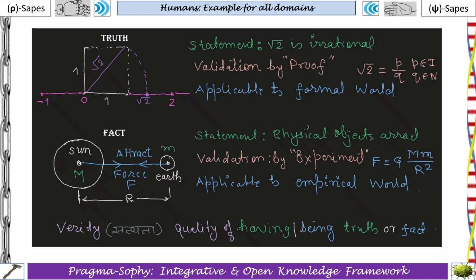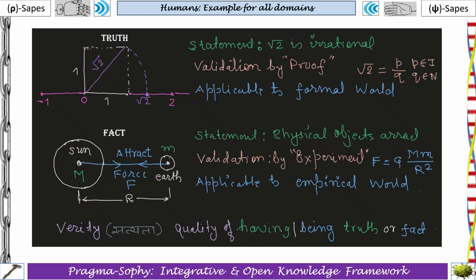Note here that the formula F equal to G into M m divided by r square is not a mathematical formula but an expression which connects the measurements between various quantities.